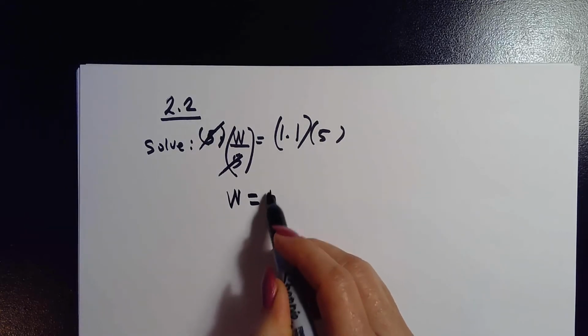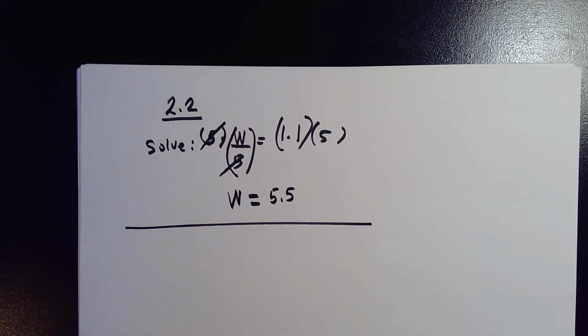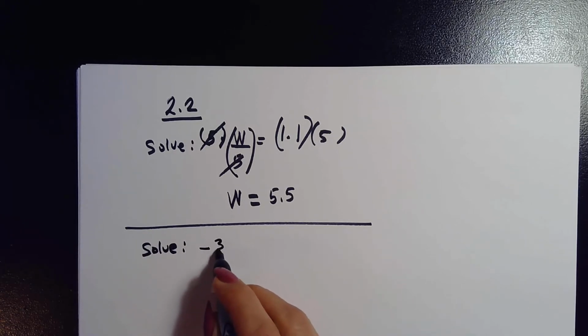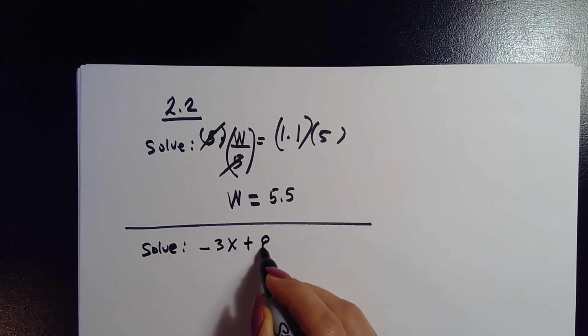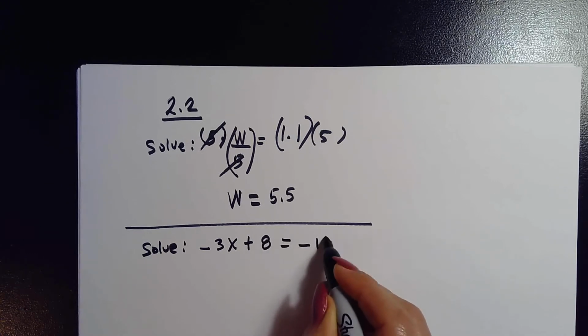1.1 times 5, that's going to be 5.5. So that was pretty straightforward on how to answer that. And let's see, we're going to consider a little bit more difficult problems. I wouldn't call them difficult, but just a few more steps involved. So suppose we want to solve negative 3x plus 8 equals negative 15.